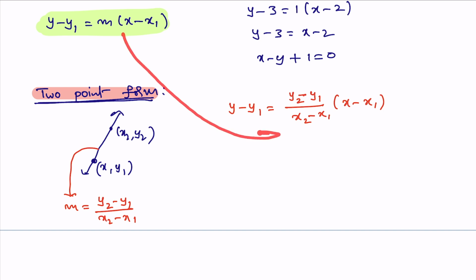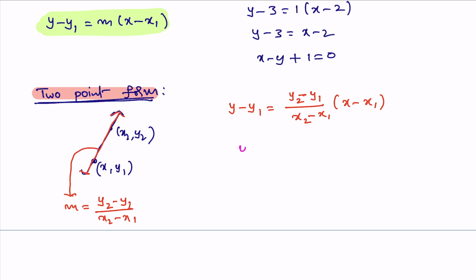Same formula. In place of m I have written slope. That's it. It's not compulsory to use y minus y1 like this. Suppose you take the second point. Does the slope of this line change? No, the slope of this line is the same. Then if I take the second point, what is this line equation?